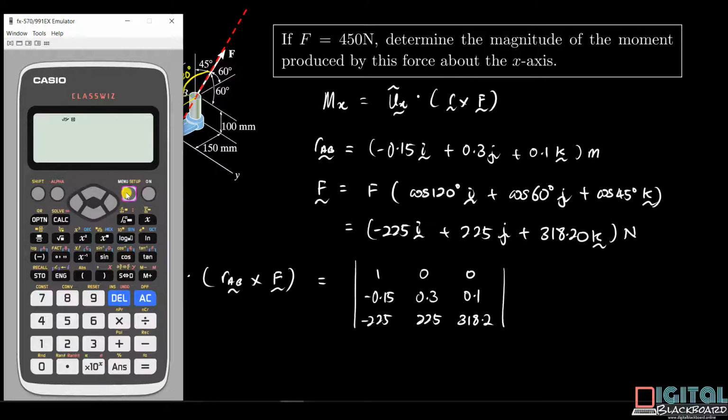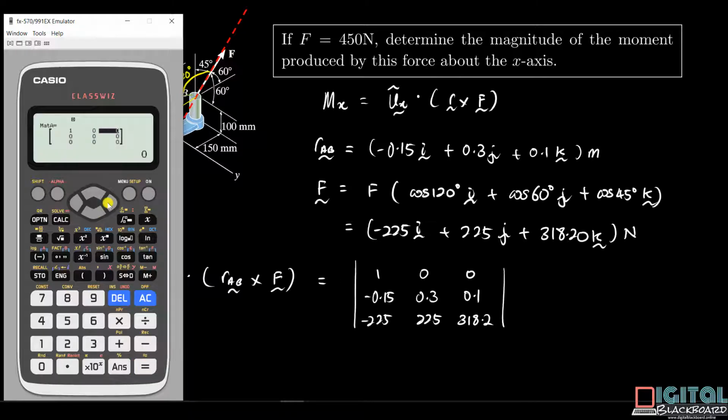In the calculator, go to menu and move on to matrix, option 4, and then we define matrix A. Number of rows is 3, number of columns is 3. First element is just 1.